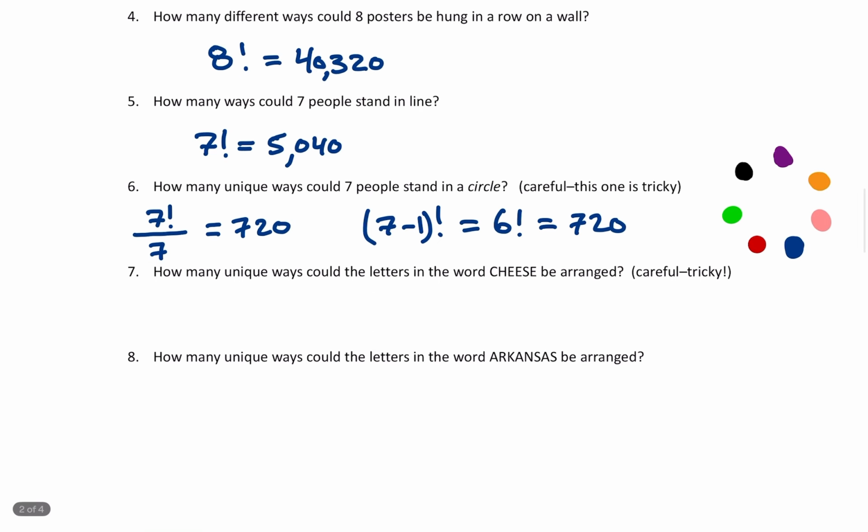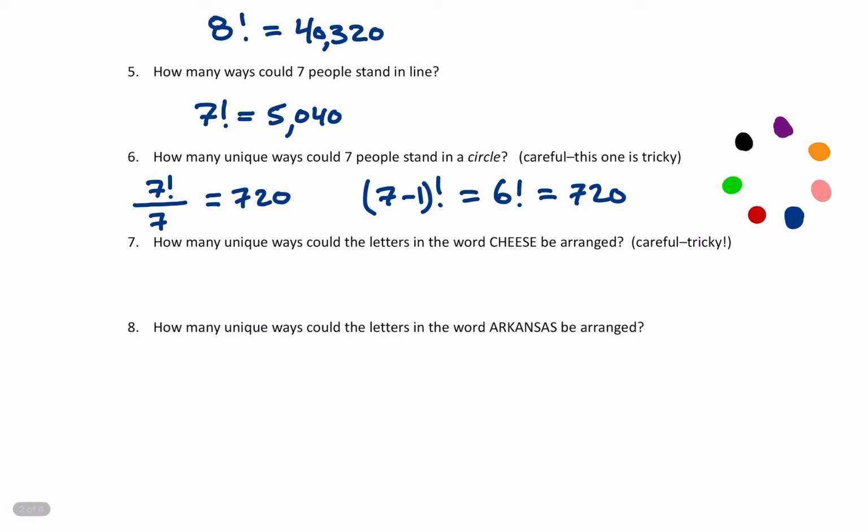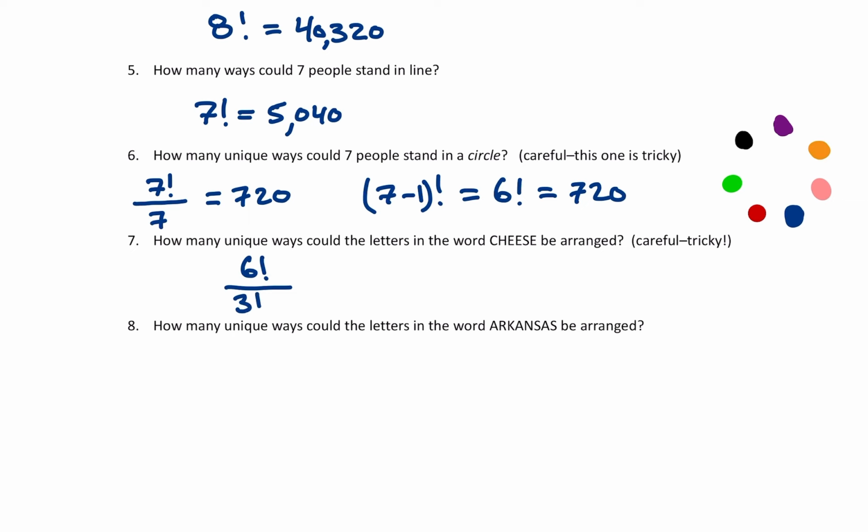Alrighty, looking at number 7, how many unique ways could the letters of the word cheese be arranged? Okay, so this one's kind of like the one we did above with the word design. The difference is the word cheese repeats E 3 times. So I'm going to start this one just like I always started the other one. I've got 6 letters in the word cheese. But for this one, I've got 1 letter that repeats 3 times, so I'll divide it by 3 factorial. And when I put that in my calculator, I get 720 over 6, or 120 unique ways.